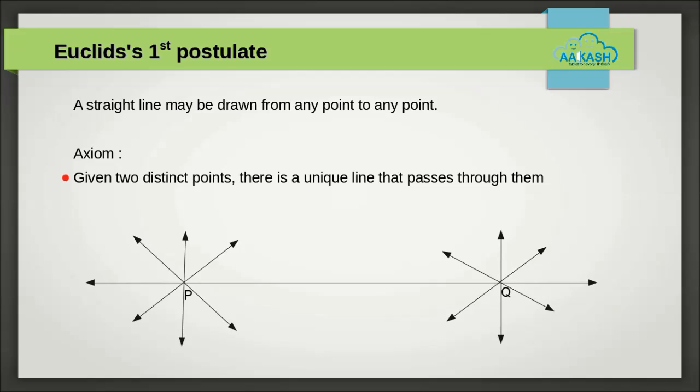Euclid's first postulate. This postulate says that a straight line may be drawn from any point to any point. This is based on the axiom that given two distinct points, there is a unique line that passes through them. This can be demonstrated as shown in this figure. Here, we see that out of many lines drawn from each of the two points, one line is common to both, which is also unique.